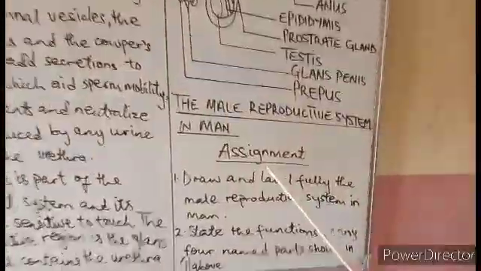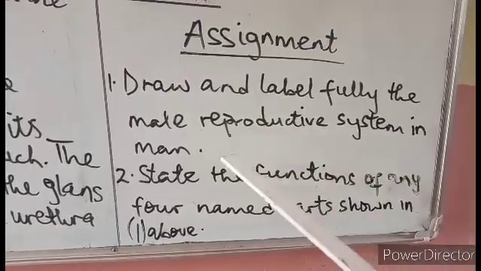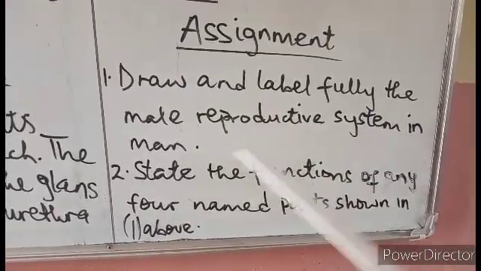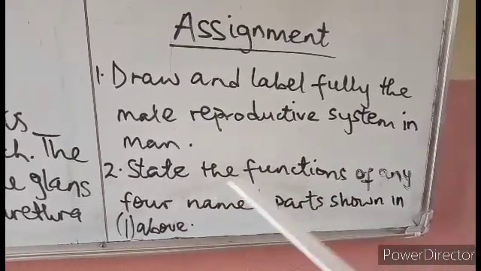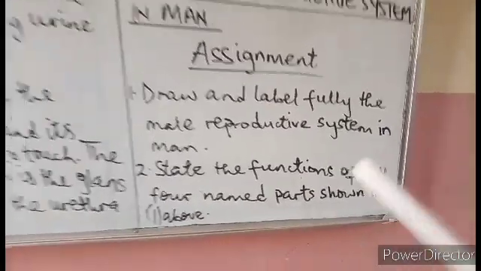Before we call it a day, here is your assignment. One, draw and label fully the male reproductive system in man. Two, state the functions of any four named parts shown in one above.